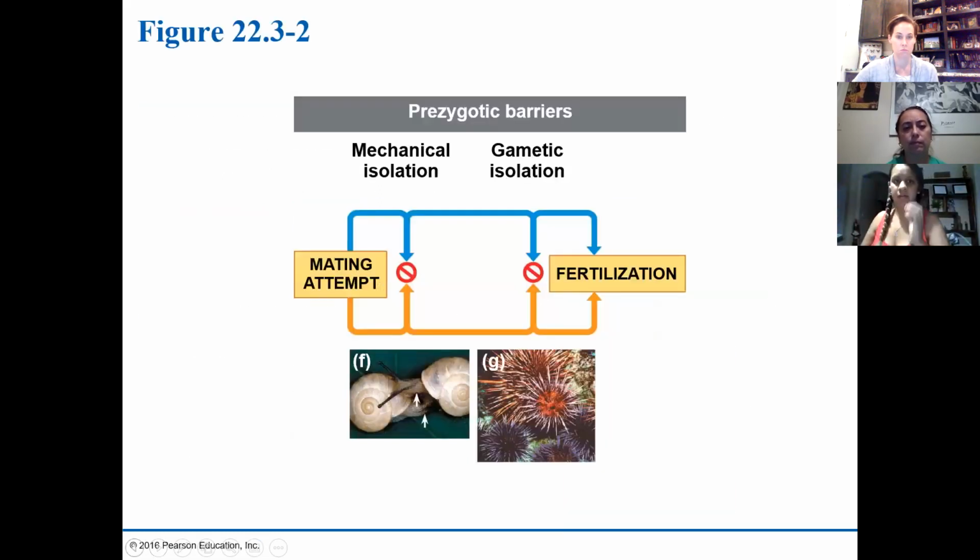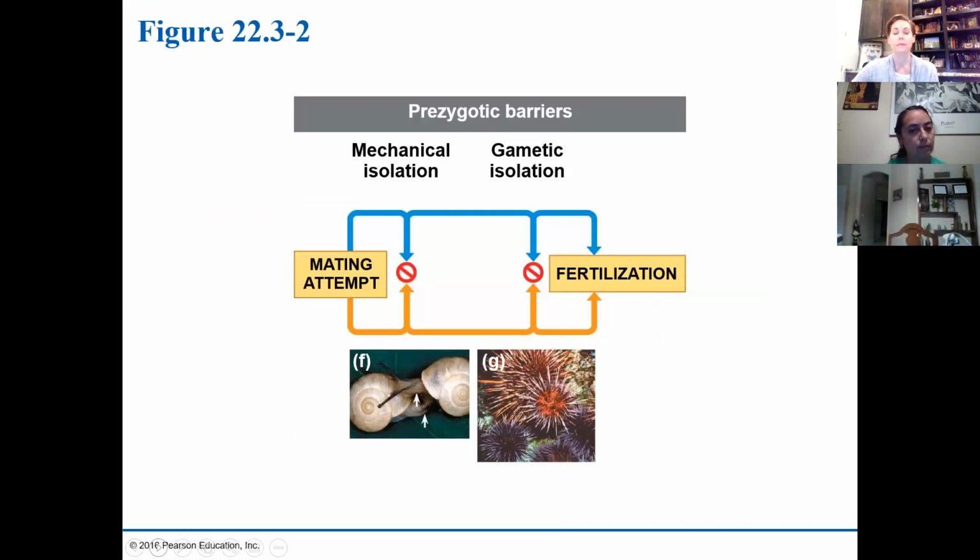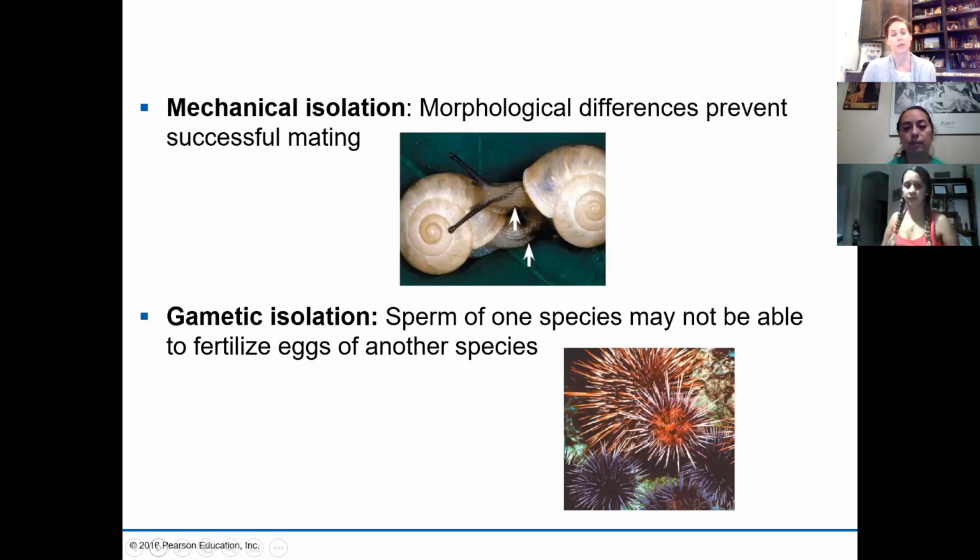Postzygotic, where are we looking at? Mechanical isolation, gametic isolation. So more, I guess, in another prezygotic barrier, mating can be attempted. The ones that we were talking about, mating doesn't happen, but here fertilization cannot take place. So there might be morphological differences. So lock and key mechanism, the male part doesn't fit into the female part. They can't mate with one another because they don't fit together properly.